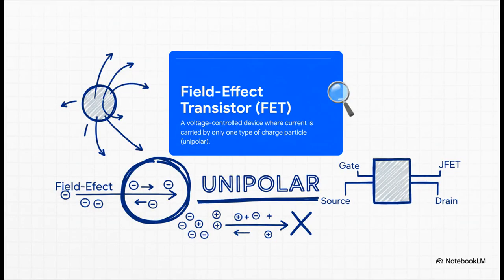So let's put a quick formal definition on this. A field effect transistor, the name says it all, its whole operation relies on an electric field to do the work. And here's the other key term you have to remember: unipolar. Unlike a BJT, which uses both negative electrons and positive holes, a JFET keeps it simple. It uses only one type of charge carrier to get the job done. This is a huge distinction.